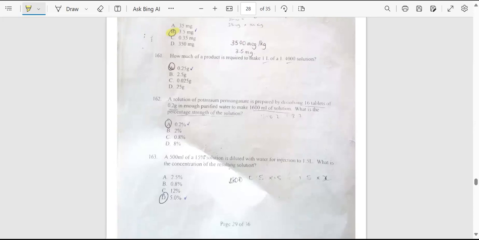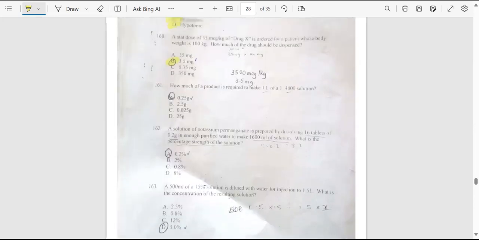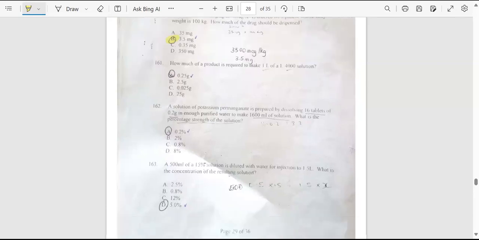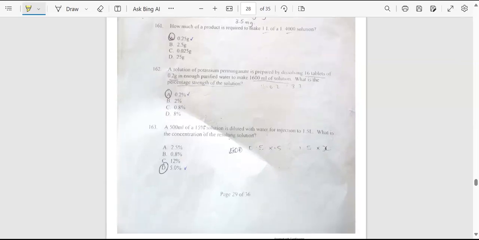Willie, please repeat, you're breaking on my side. My internet is unstable. I was saying, just remember that micro is 10 to the power of -6, milli is 10 to the power of -3, and nano is 10 to the power of -9. So number 161, how much of a product is required to make 1 liter? And then how did we get 3.5? Okay, let's go back.